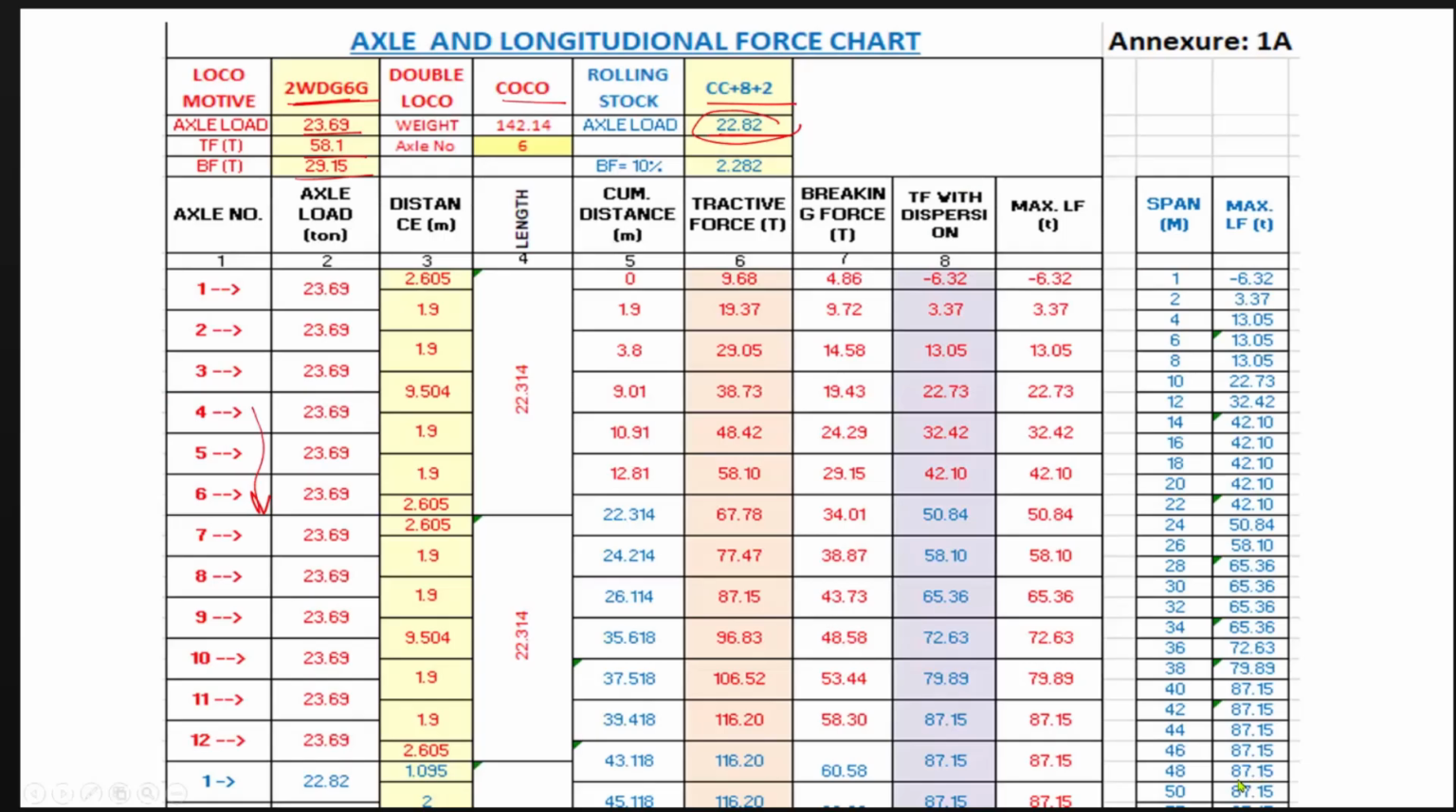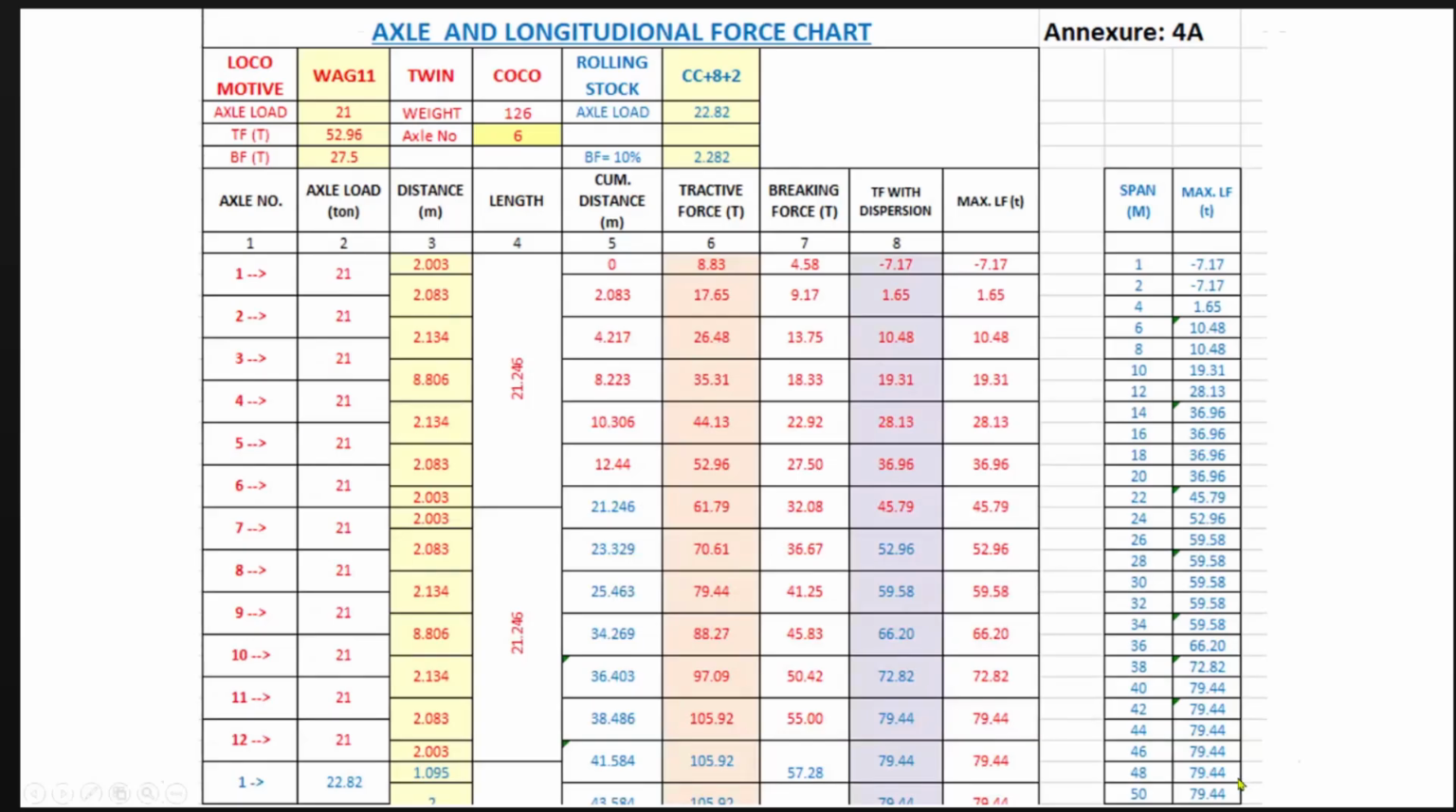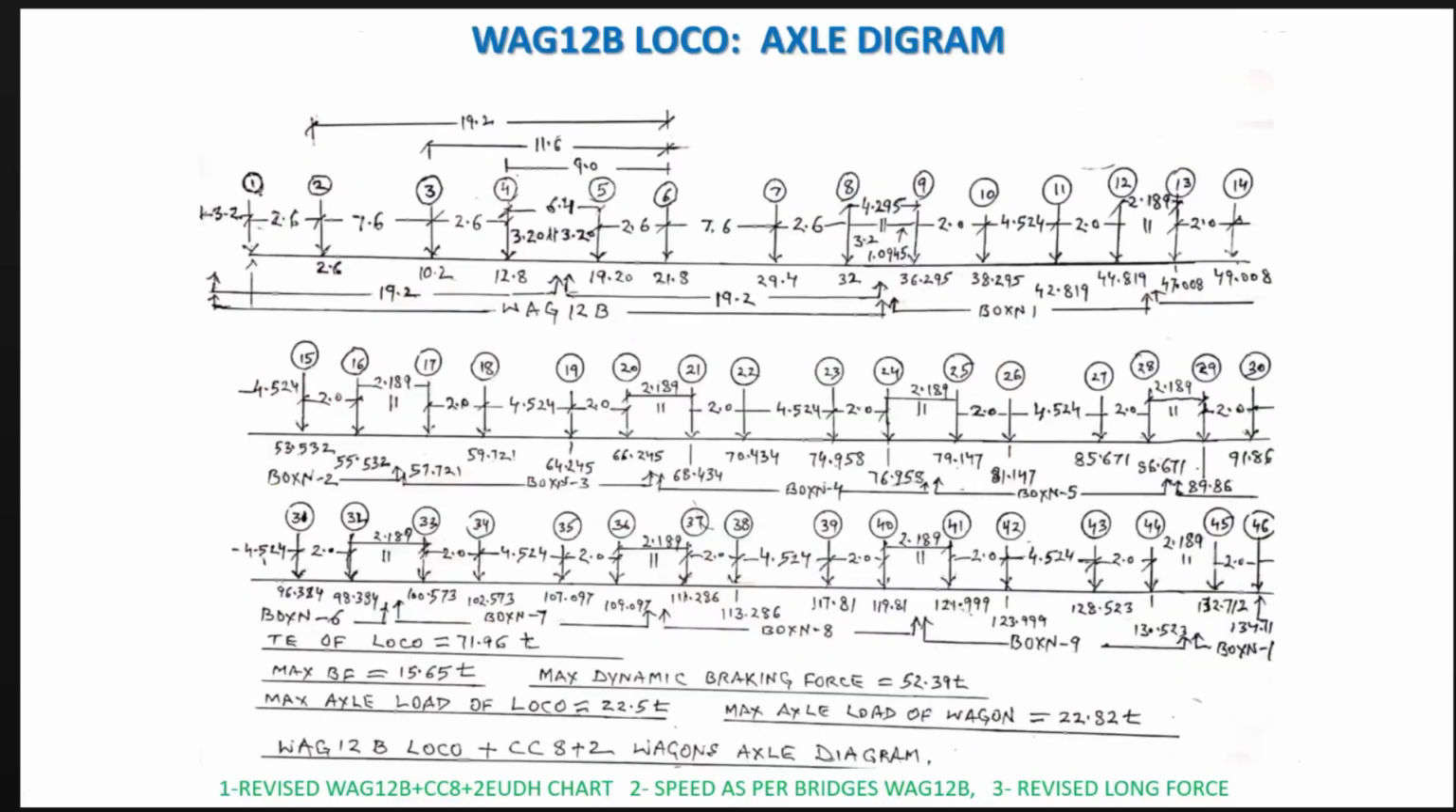This is for the WAG11 twin Co-Co locos. Similarly, we can calculate just by providing the inputs. This is our output. Basically, we require the maximum axial force at every 1 meter or 2 meter. So that we will get, for further checking of our speed certificate. Earlier, we used to do this manually, for the same axle arrangement of the WAG12B engine. We have now converted it into an Excel program.